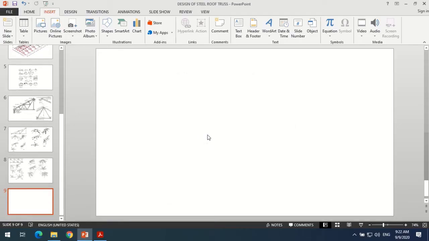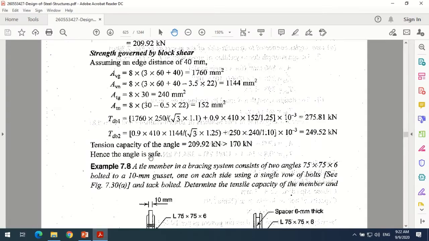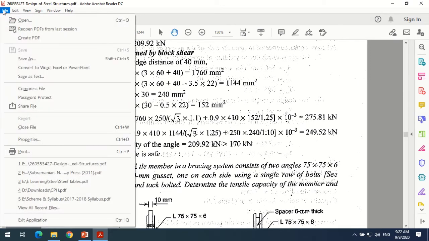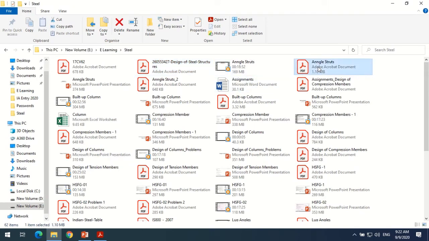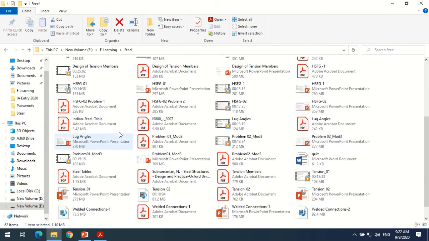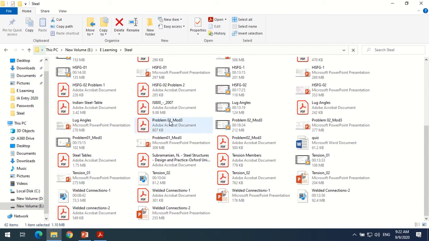Okay, with that, what I'll do is I'll just come to the design of tension member. We'll just brush up our knowledge of design of tension member so that it will be convenient to take up the design of truss. So design of tension member, it is entirely will be designing as per the IS 800-2007.